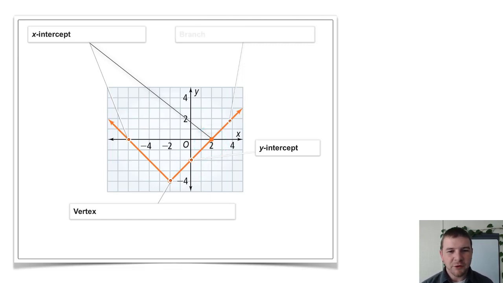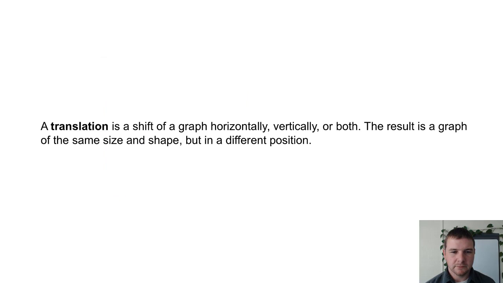Now, we also have a new word here, branch. A branch is almost like a ray if we were to consider the absolute value function to be an angle, but we have two branches in an absolute value function. A translation is a shift of a graph horizontally, vertically, or both. The result is a graph of the same size and shape, but in a different position.